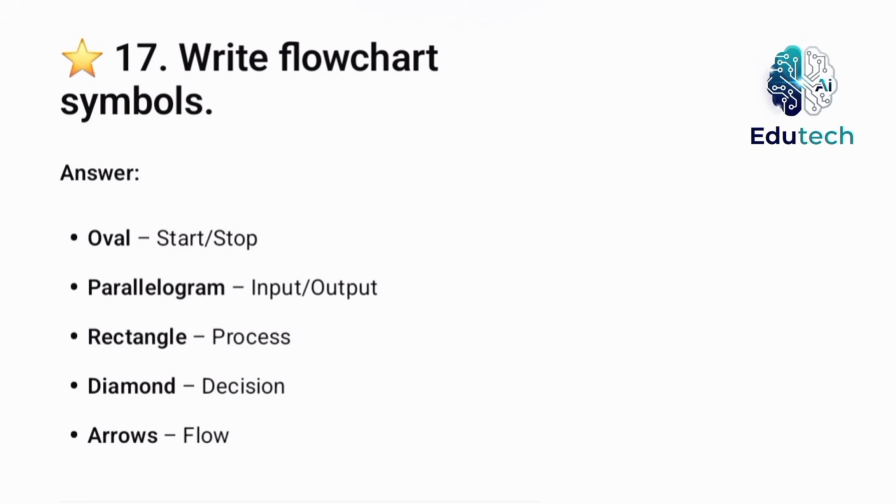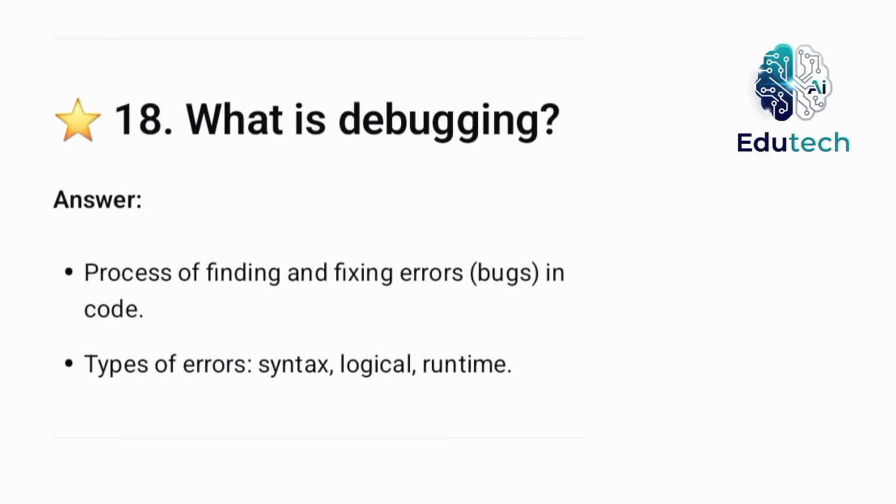Write flowchart symbols. Oval means start or stop. Parallelogram means input or output. Rectangle means process. Diamond means decision. Arrows mean flow. What is debugging? The process of finding and fixing errors or bugs in code. Types of errors are syntax error, logical error, runtime error.